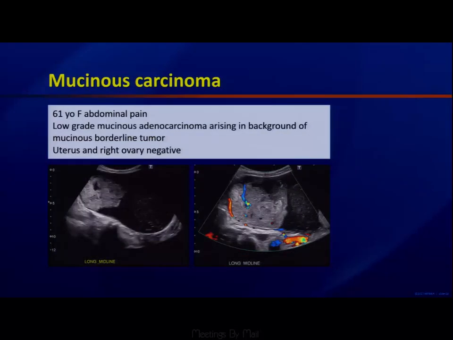Here's a case of a mucinous carcinoma. This was in a 61-year-old female who presented with abdominal pain. It's predominantly a cystic lesion, but it has this large, irregular, eccentric, solid component with internal color flow. This was arising in a background of a mucinous borderline tumor. The uterus and the right ovary were negative.